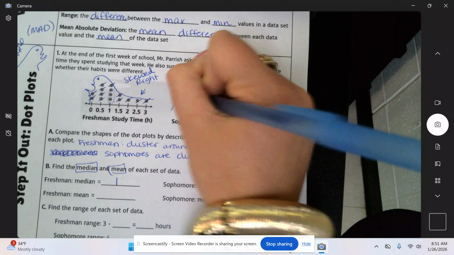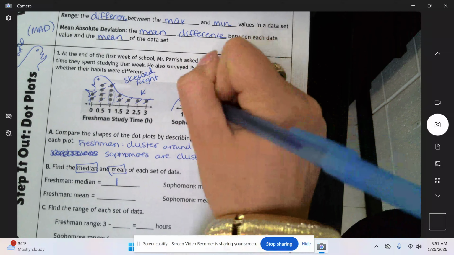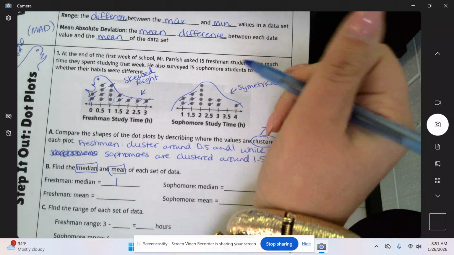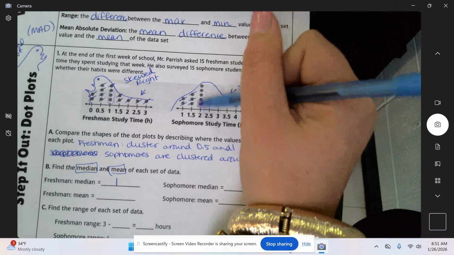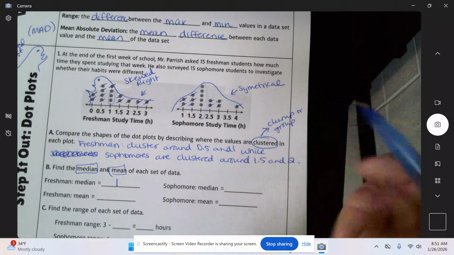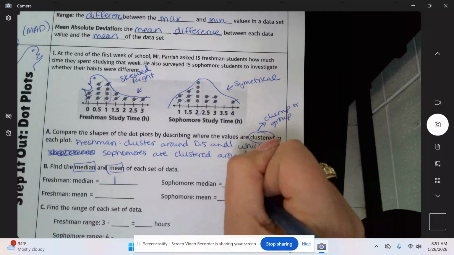For the sophomore, boop, boop, boop. It's like the Wii game. I don't know if y'all even played the Wii. Then all of these are a 2. So even if I go back and forth, back and forth, the median's going to be 2.